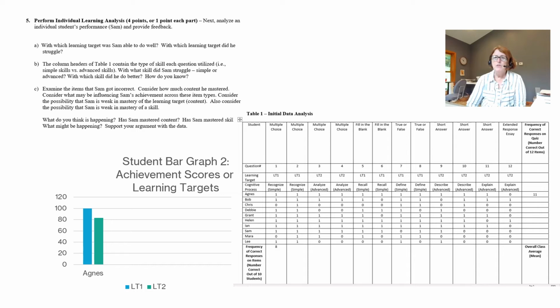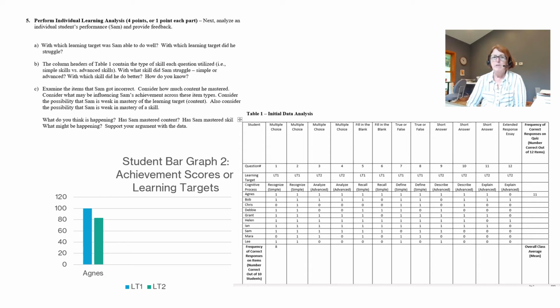And this time we're going to zero in on a specific student, and that's the student Sam. So if you look at Table 1, you'll find Sam's scores partway down. And you should just glance over what he scored well on and what he didn't score well on. And then, as importantly, or more importantly, in Student Bar Graph 2, look at Sam's learning target scores. So A says, with which learning target was Sam able to do well, and with which did he struggle? That's just a comparison of the height of the bars. So Agnes, for example, scored better, as we said, on learning target 1 because she had 100%. She only got an 88% on the other. What did Sam do?